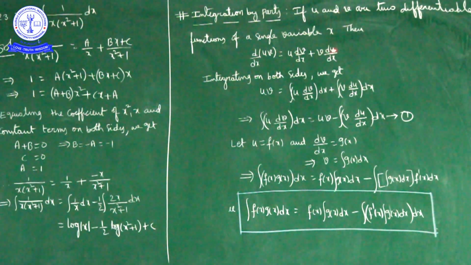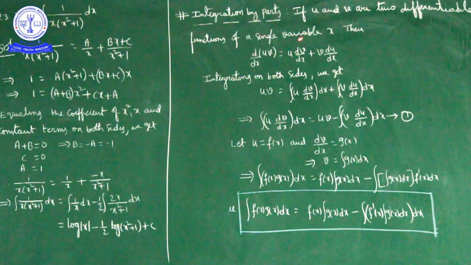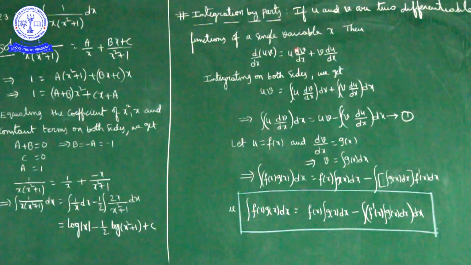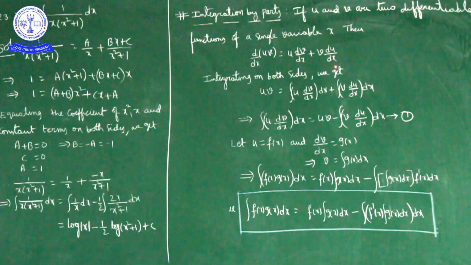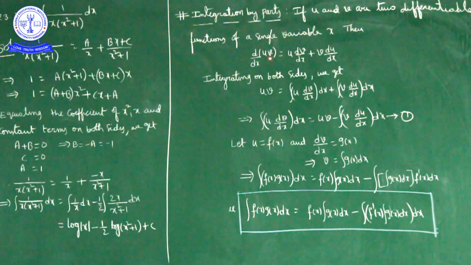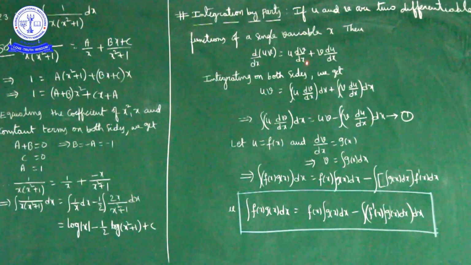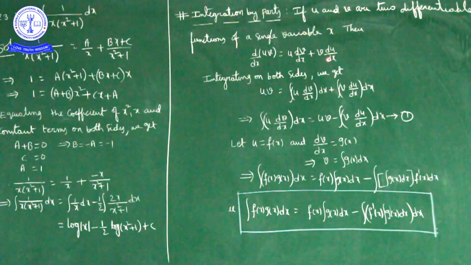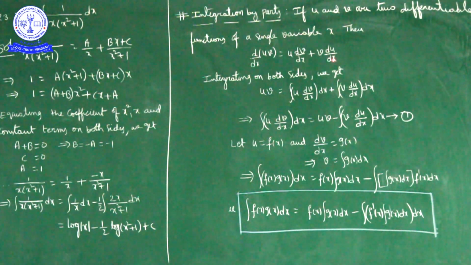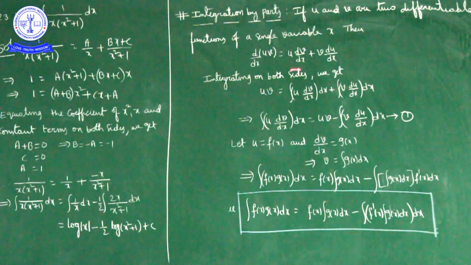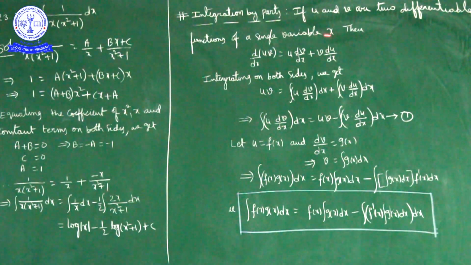Now we know this formula, the derivative of uv. The derivative of uv is equal to u into the differentiation of v plus v into the differentiation of u. The derivative of a product of two functions is equal to the first function into the derivative of the second function plus the second function into the derivative of the first function. This formula every one of us knows. Now integrating on both sides.